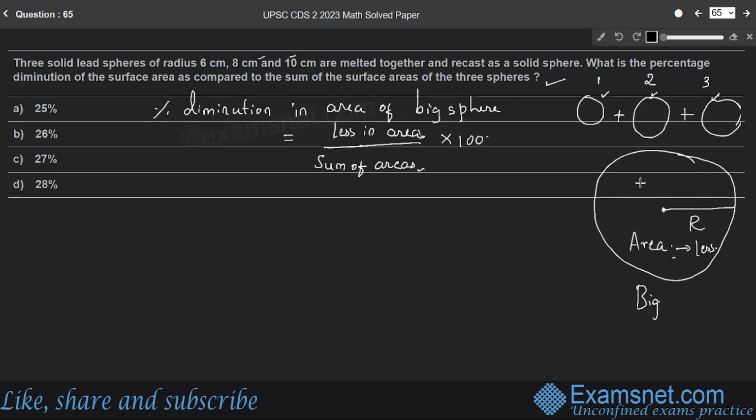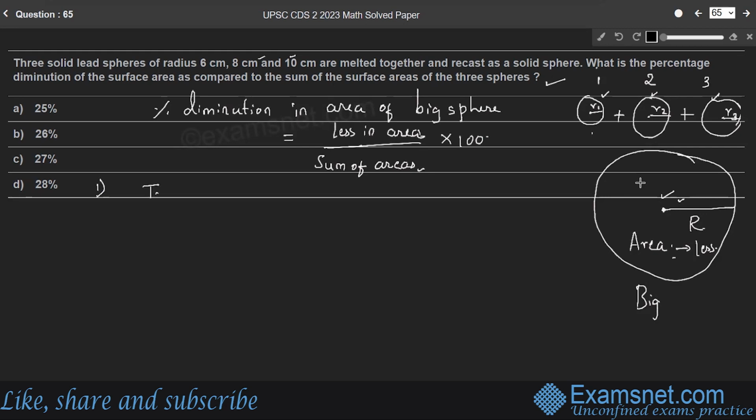To find area, we need the radius of the big sphere. Small spheres' radii are already given, R1, R2 and R3. Using this radius, we need to find the area. So let us find the radius of the big sphere using the radii of the small spheres. We'll go one by one. The first step is to find the radius.